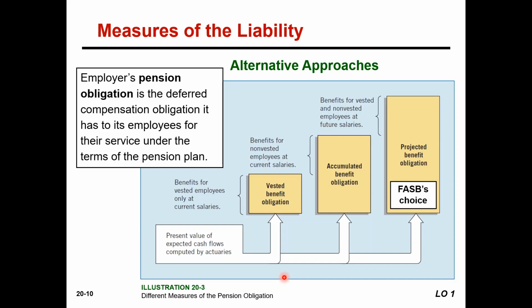The vested benefit obligation: benefits for vested employees only at their current salaries. Accumulated benefit obligation: benefits for non-vested employees at their current salaries. And projected benefit obligation: benefits for vested and non-vested employees at future salaries. And this is the one that's chosen by FASB.